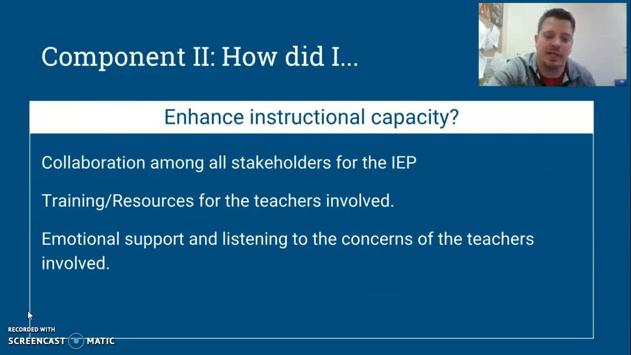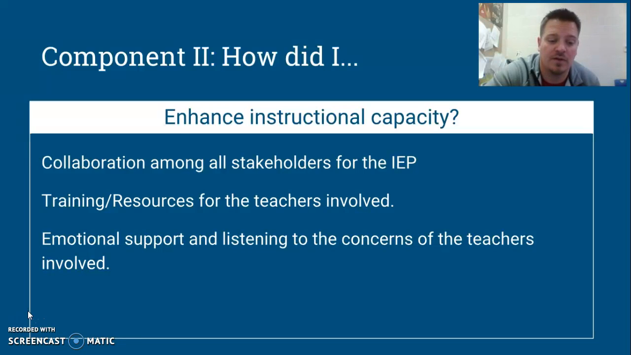And then component 2, how did I enhance instructional capacity? By collaborating with all the stakeholders involved. I feel like by doing that, everybody could grow and learn on the situation. The next would be training and resources for the teachers involved. Providing training resources, some PDs, that would help instructional capacity and help our staff grow.